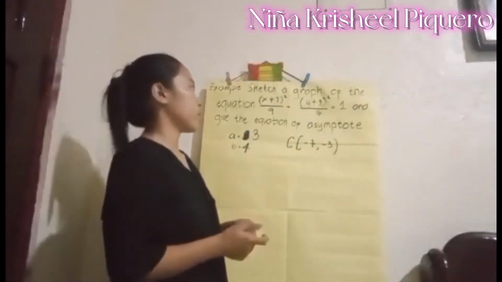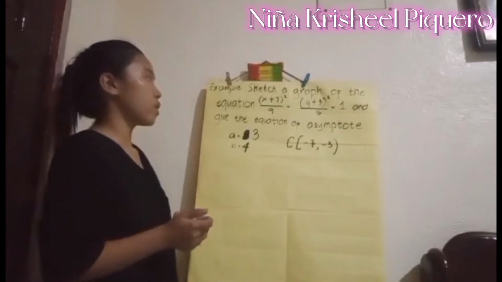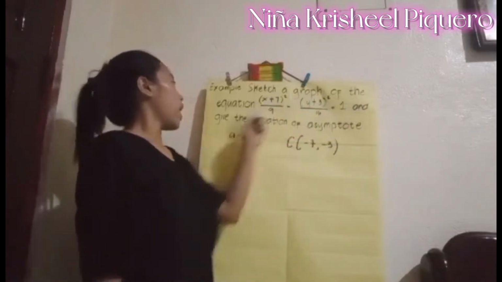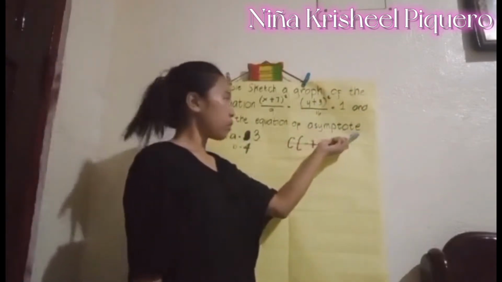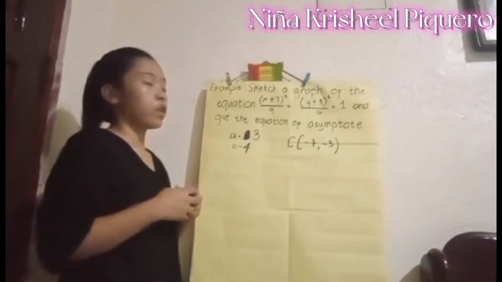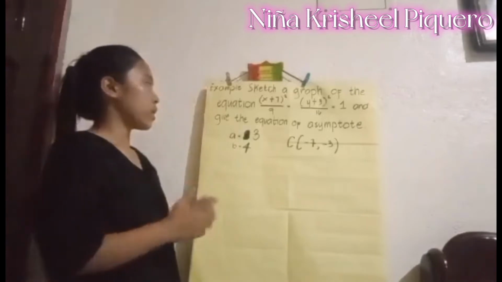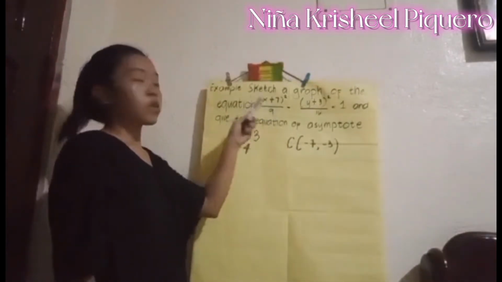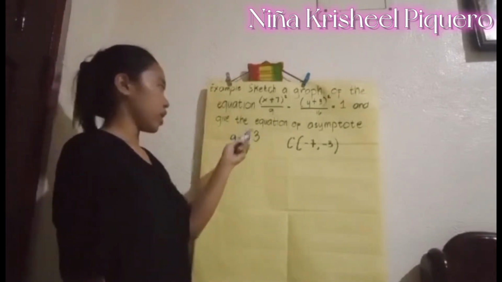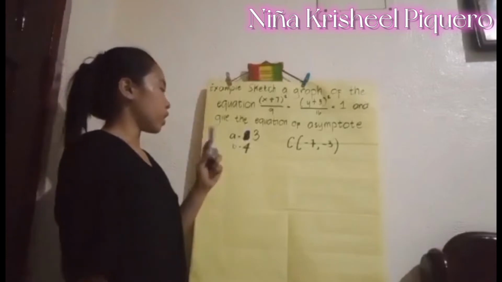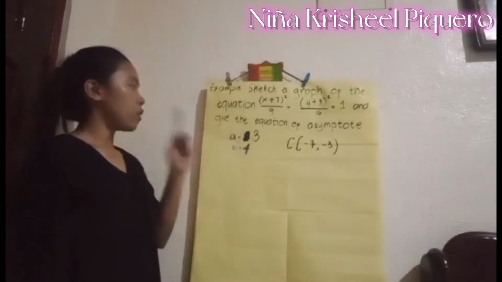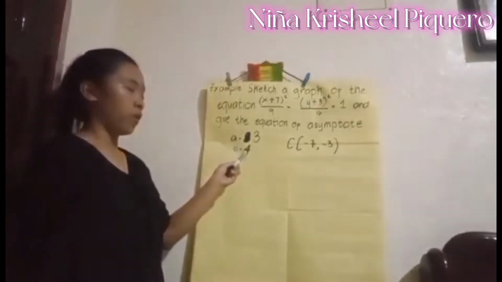For example, sketch the graph of the equation (x plus 7) squared over 9 minus (y plus 3) squared over 16 equals 1 and give the equation of the asymptotes. First, we will get the values of a and b. For the value of a, we will get the square root of 9, which is 3. So the value of a is 3. The value of b is the square root of 16, which is 4. So the value of b is 4.